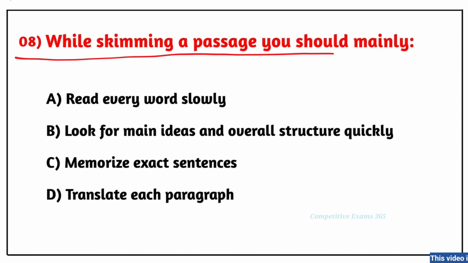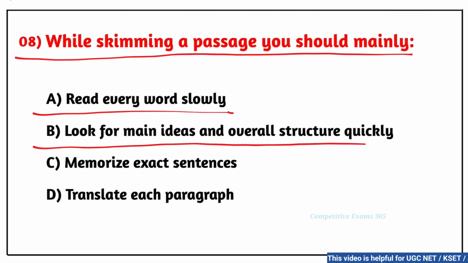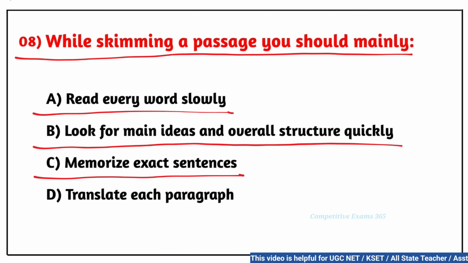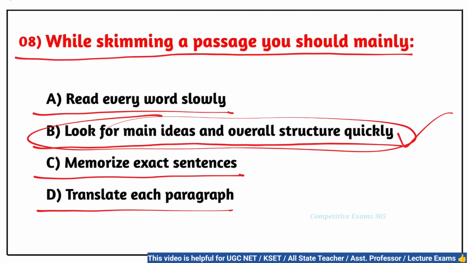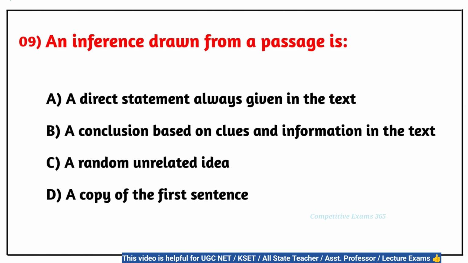Eighth question. While skimming a passage, you should mainly. Option A, read every word slowly. Option B, look for main ideas and overall structure quickly. Option C, memorize exact sentences. Option D, translate each paragraph. Option B, look for main ideas and overall structure quickly. It is the correct answer.